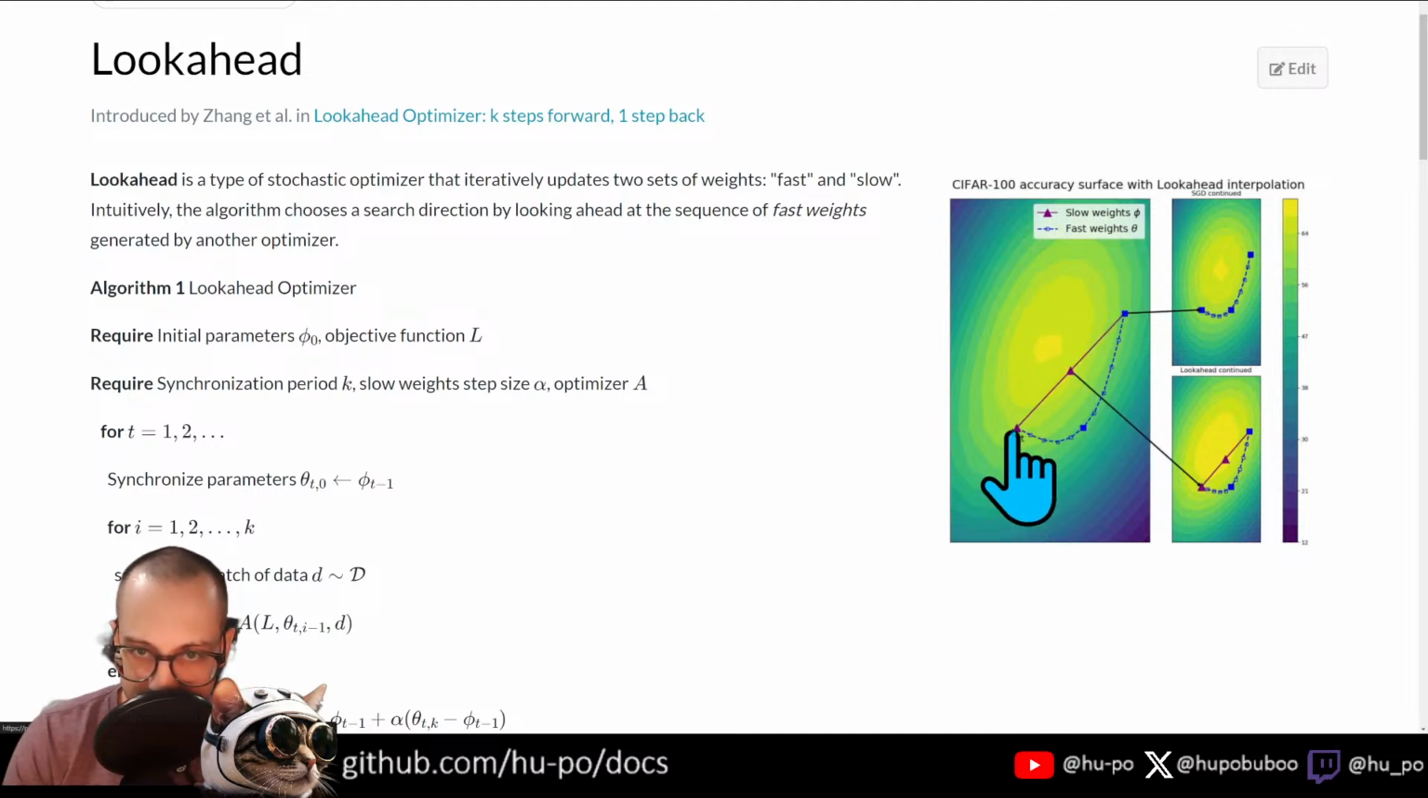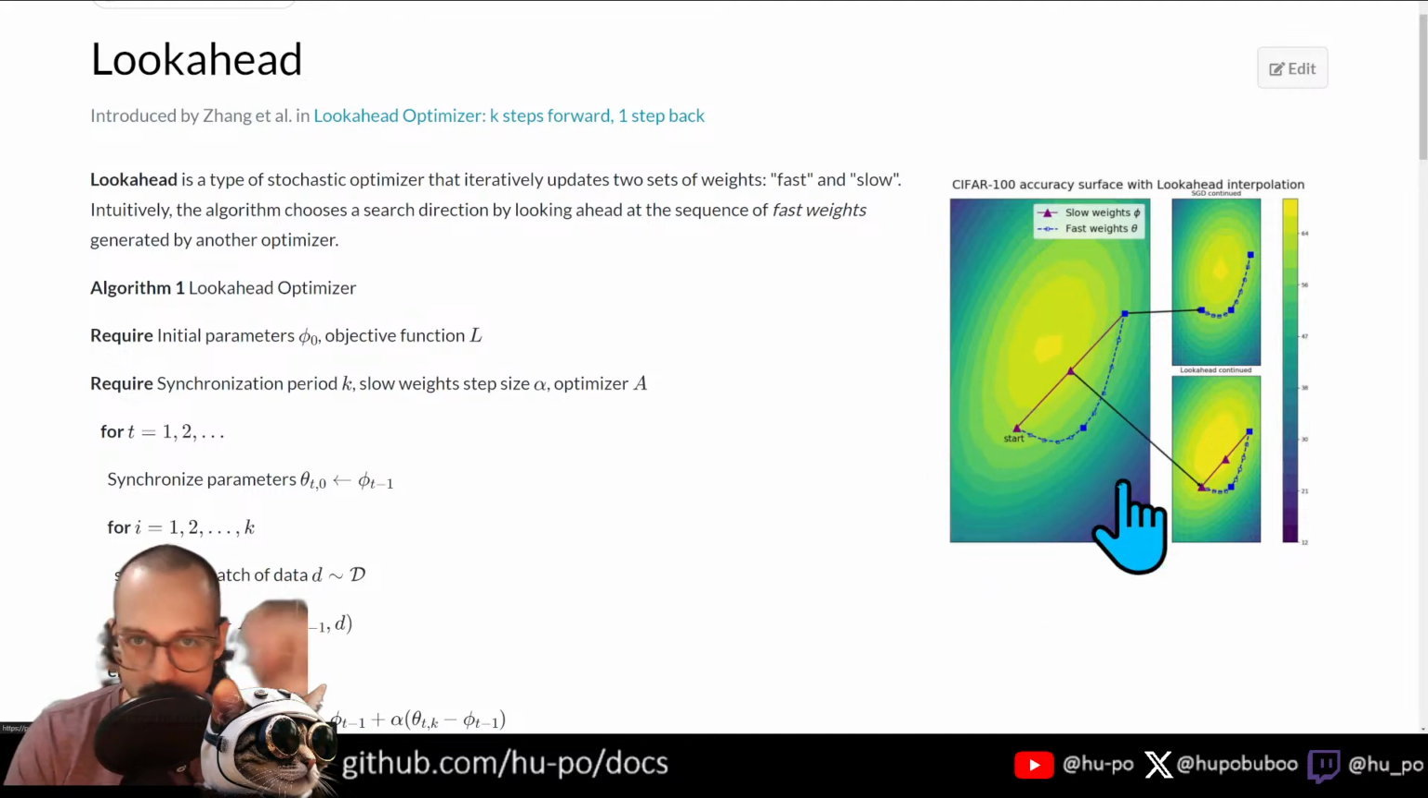So your fast weights move, I guess, fast, right? And they're following the gradient here, the curvature, or the slope of this particular loss landscape, and your slower weights are going to be some intelligent interpolation average of the fast weights.